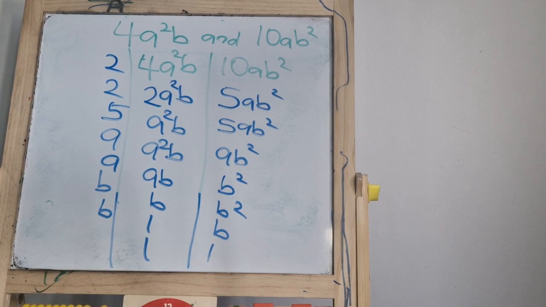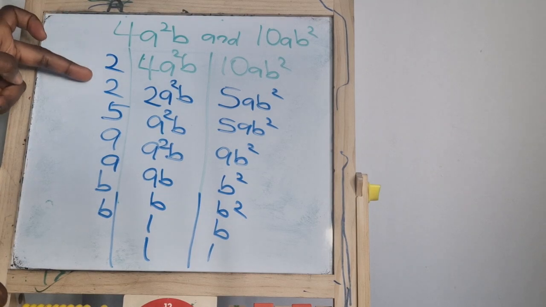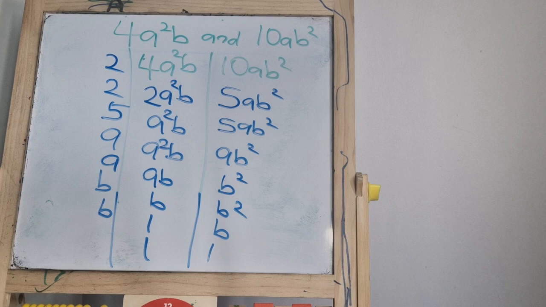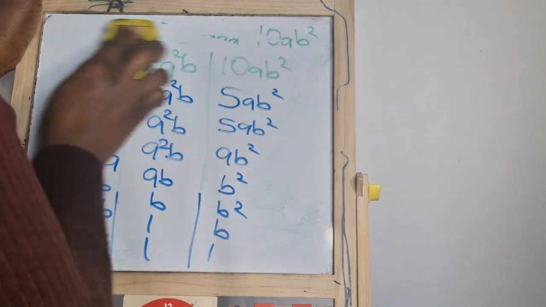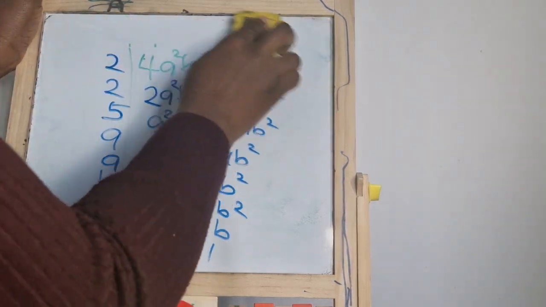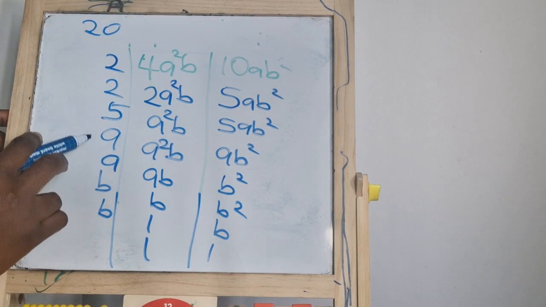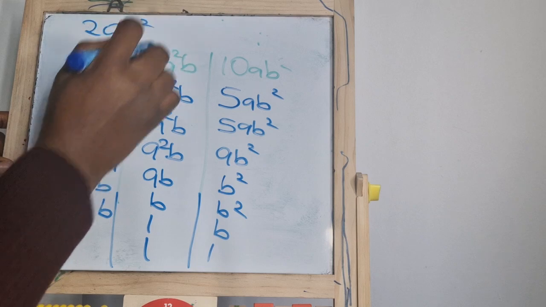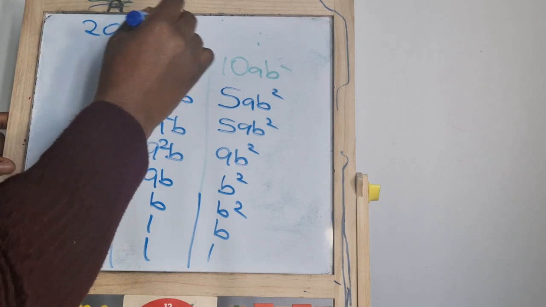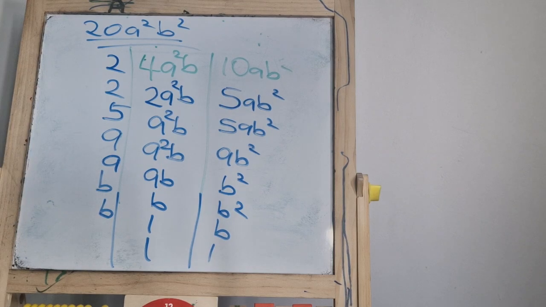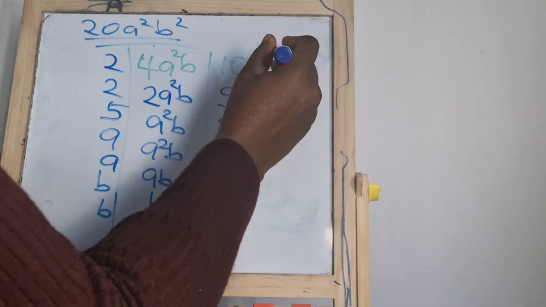So the LCM of these two will be 2 times 2 times 5 times a times a times b times b. So that we have 2 times 2 is 4, 4 times 5 is 20. So we have 20a squared b squared. That will be the LCM of 4a squared b and 10ab squared.